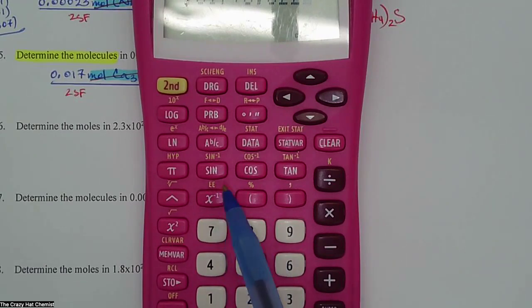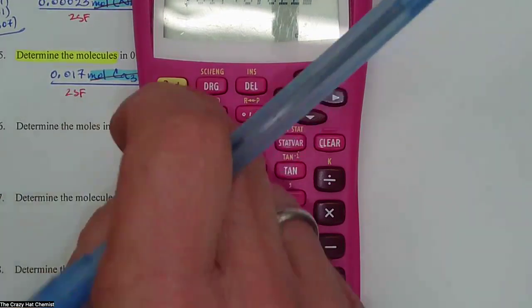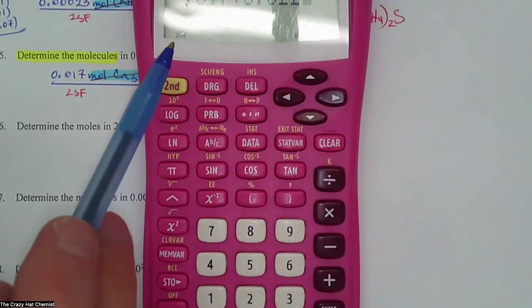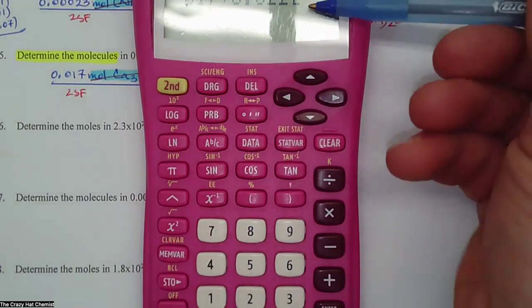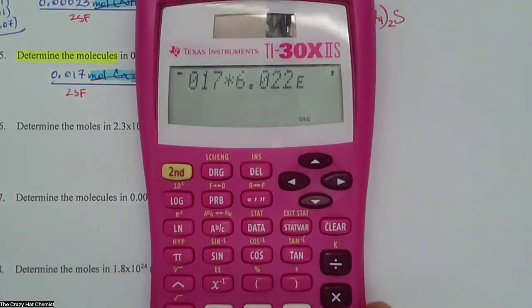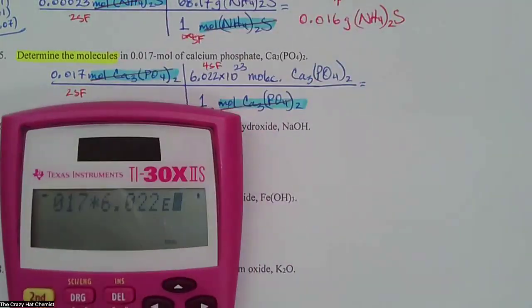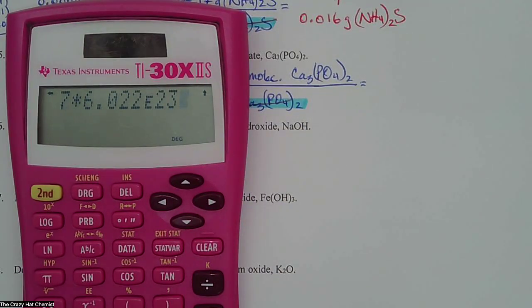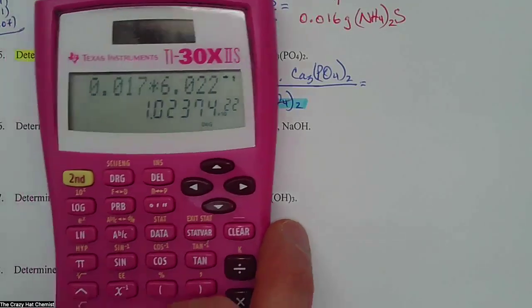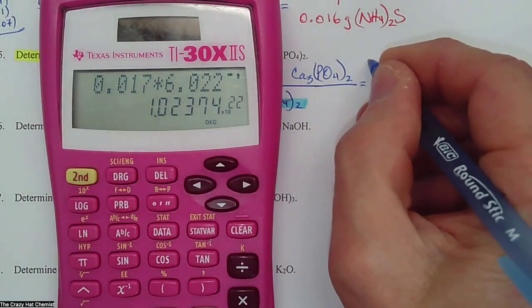Well, it's a yellow one, so I'm going to hit this yellow button right here, and then that will give me the second shift, and then I'm going to hit this button, and I will get an E in my calculator. And now I'm going to type in the exponent, which is 23. I'm going to hit 23, and then I'm going to hit equals. And now I should get the number that I have. I'm going to write that down.